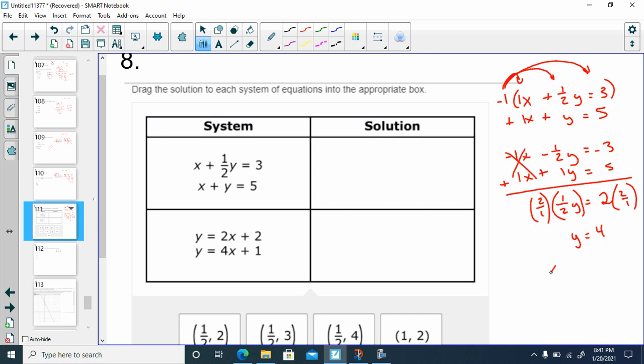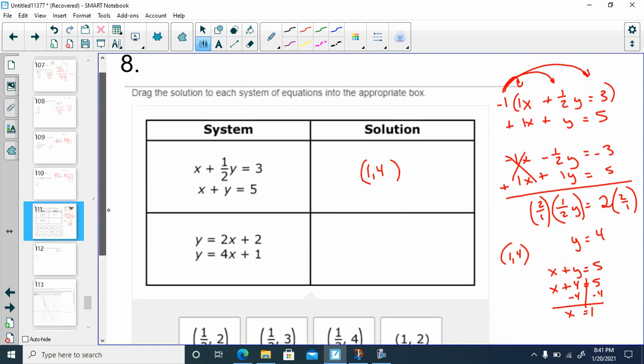How about if I use one of these equations? X plus y equals 5. X plus 4 is equal to 5. Subtract both sides by 4. And x is equal to 1. So we're dealing with 1, 4. Okay, our solution would be 1, 4. Did we have one of those down there? Yes, we did. Okay, now let's try solving this one.